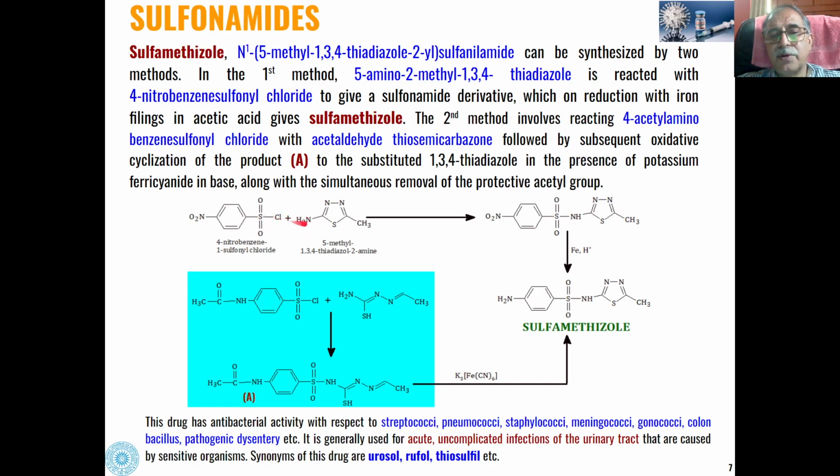Formation of a sulfur-nitrogen bond will take place, and we will get this type of sulfonamide derivative. And then this sulfonamide undergoes reduction of the nitro group in the presence of iron in acetic medium to give us sulfamethizole as the product.